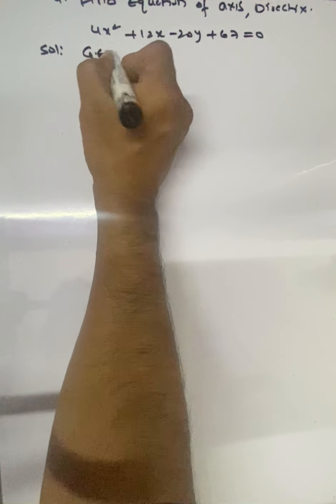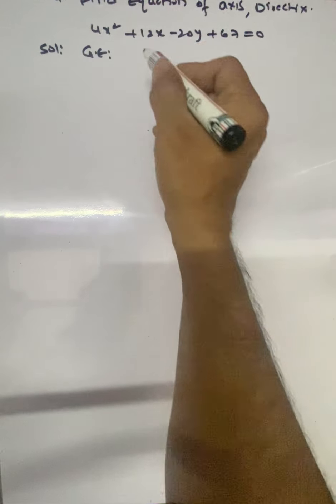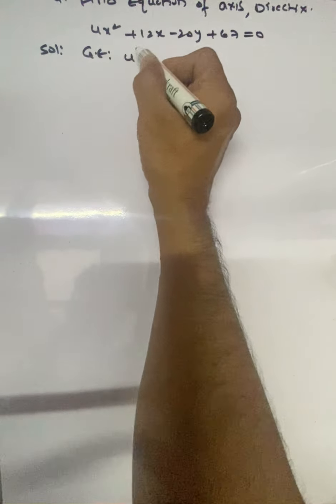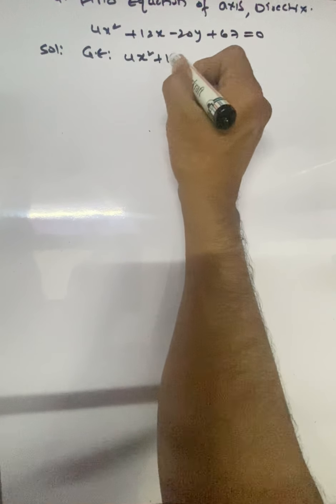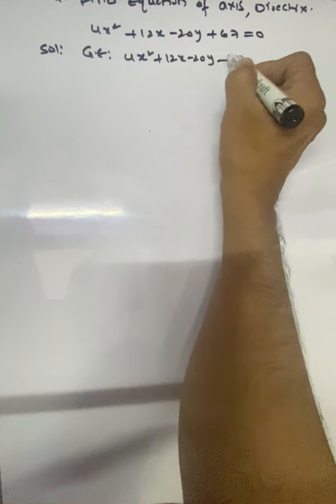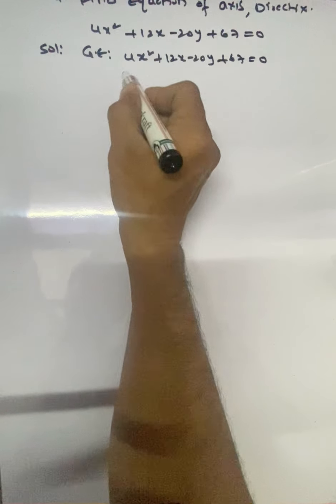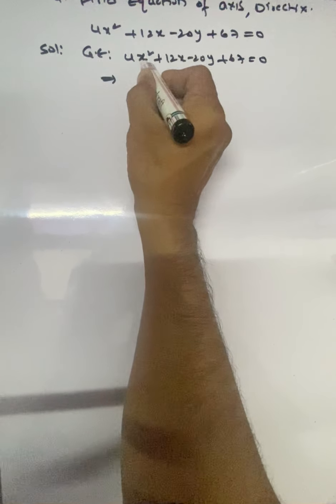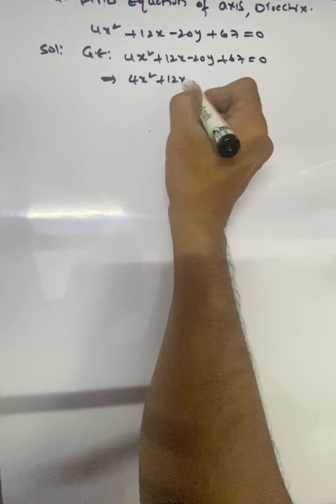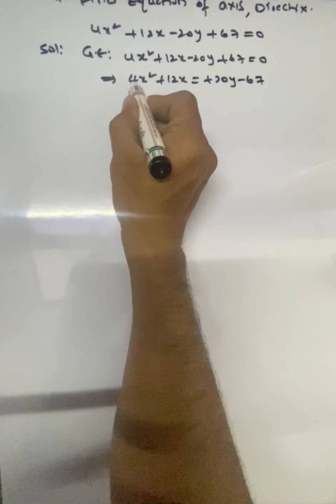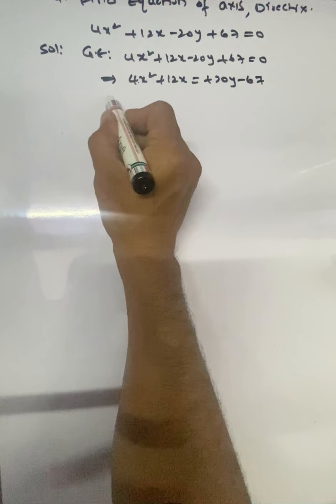Given equation. Whatever the given equation, we'll write it first: 4x square plus 12x minus 20y plus 67 equals 0. Because x is having square, we keep the x terms on the left side, and the remaining terms we should take to the right side. Then because 4 is the coefficient, divide both sides by 4.